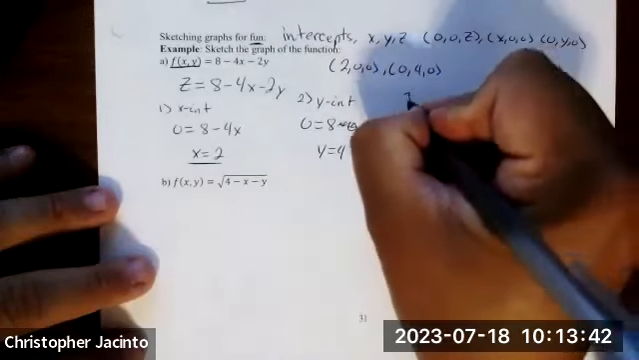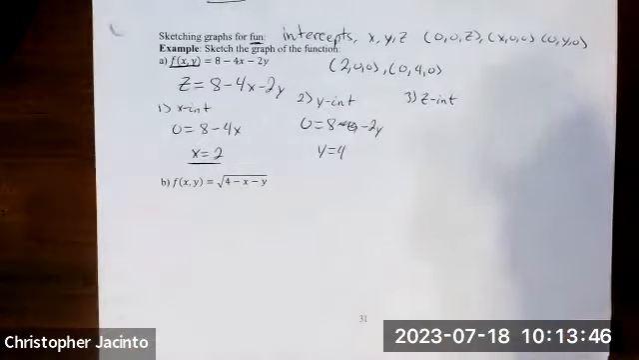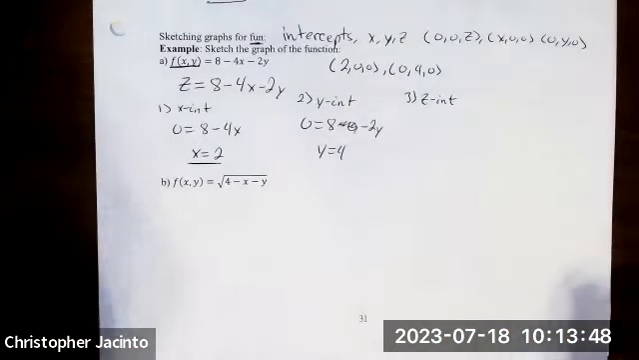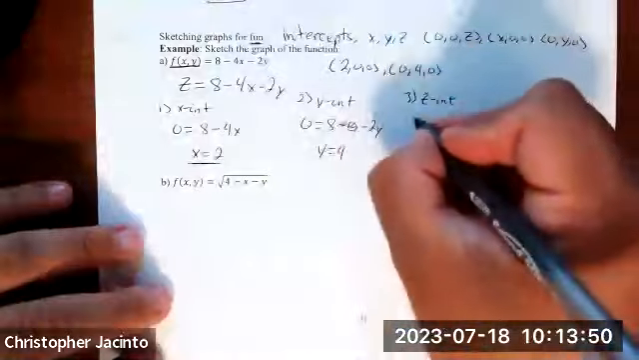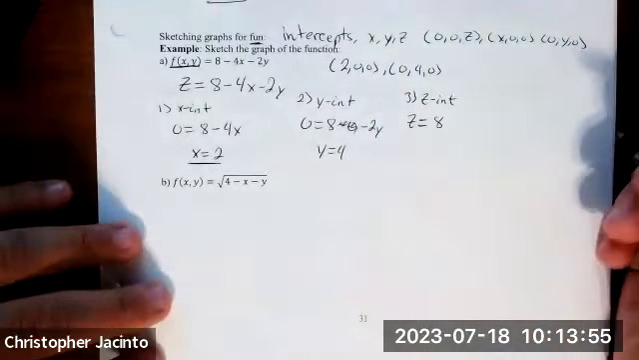And then finally the z-intercept. Plugging in 0, 0 for x and y this time, z is equal to just 8. Everything else is gone.